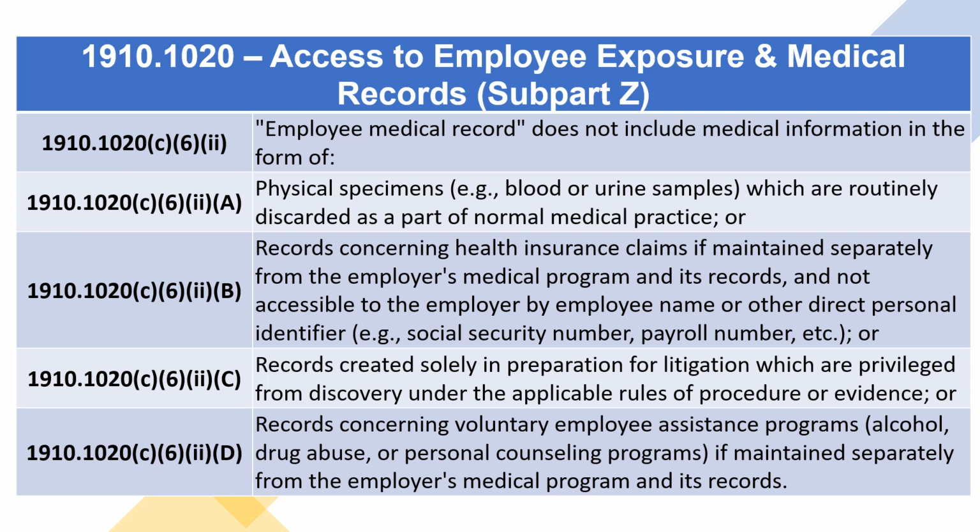1910.1020(c)(6)(ii) Employee medical record does not include medical information in the form of (A) through (D): physical specimens, e.g., blood or urine samples, which are routinely discarded as a part of normal medical practice, or records concerning health insurance claims if maintained separately from the employer's medical program and its records, and not accessible to the employer by employee name or other direct personal identifier, e.g., social security number, payroll number, etc. Or records created solely in preparation for litigation which are privileged from discovery under the applicable rules of procedure or evidence, or records concerning voluntary employee assistance programs, alcohol, drug abuse, or personal counseling programs, if maintained separately from the employer's medical program and its records.